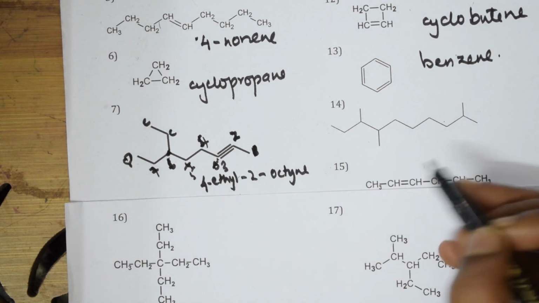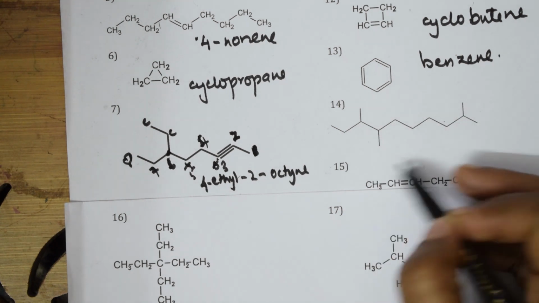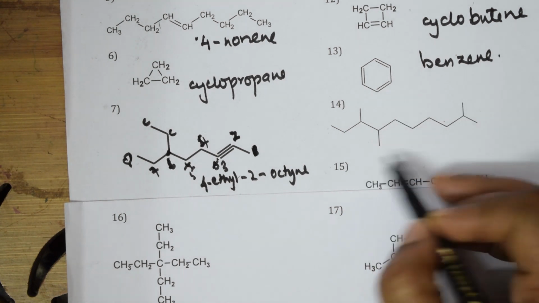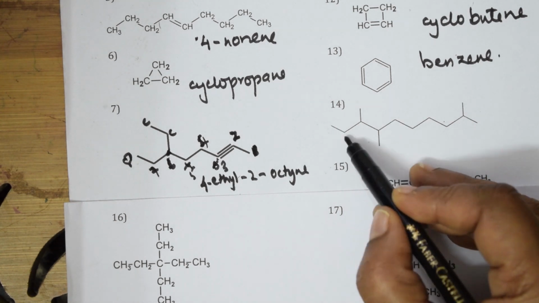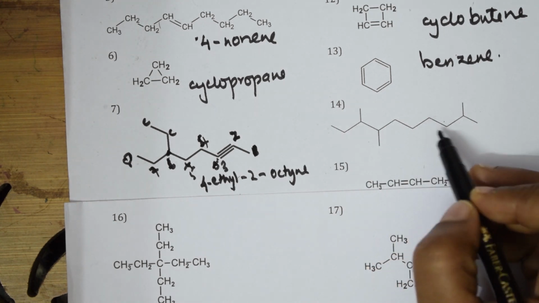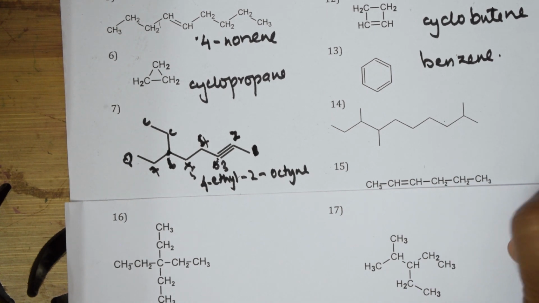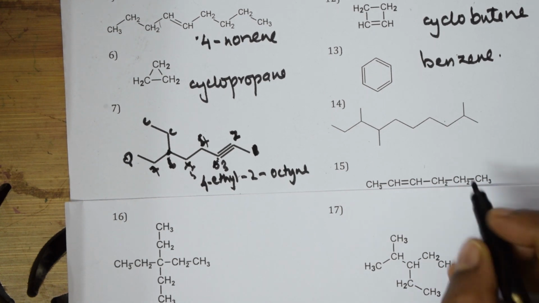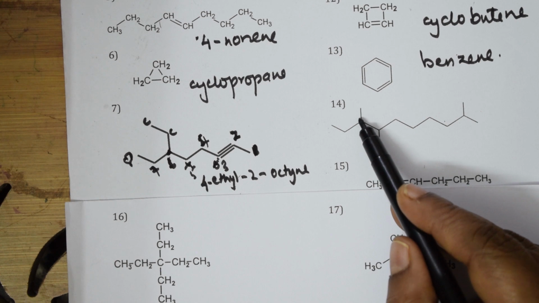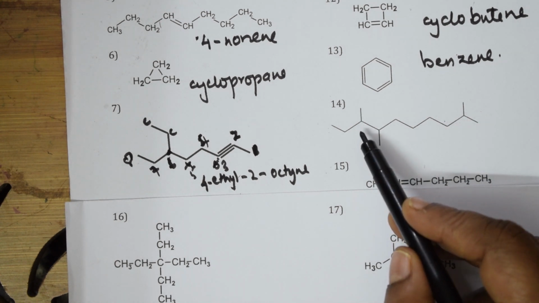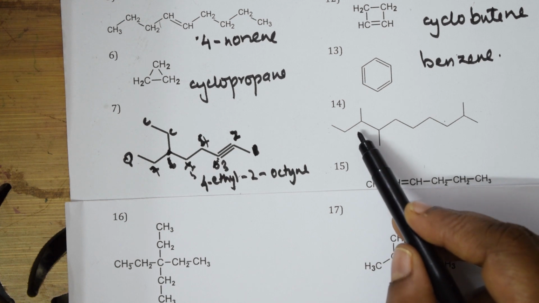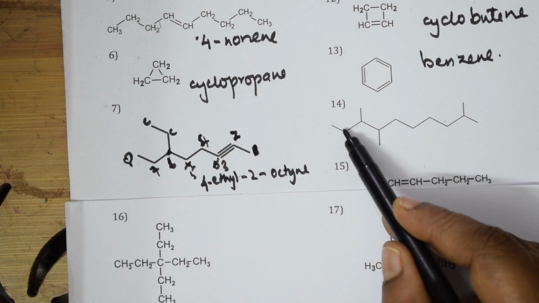Now let's write this. Now count 1. First of all, before counting, you should see whether there is any double bond or triple bond. Here, do we have any double bond or triple bond? We don't have. So directly 1, 2, 3, 4, 5, 6, 7, 8, 9, 10. 10 means decane. It is decane. Now there is one substituent here, one substituent here, one substituent. So where is the substituent? Here there is one substituent, 1, 2.